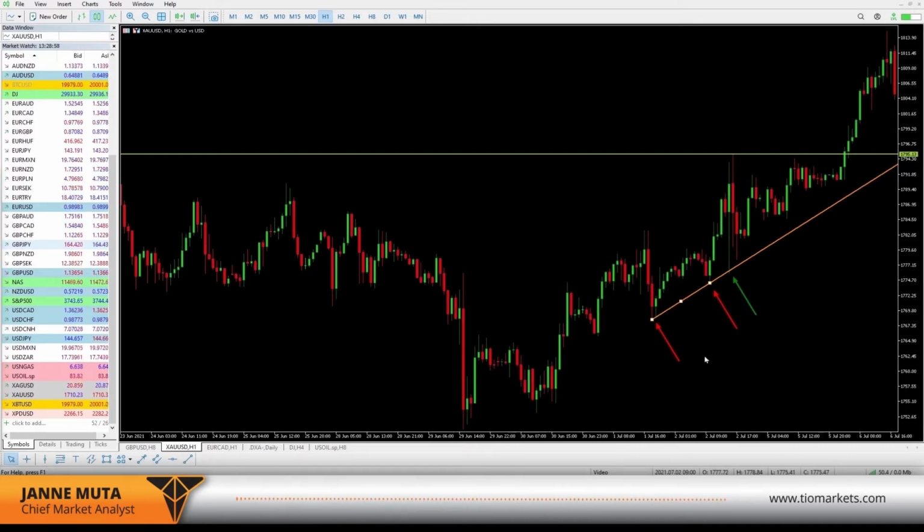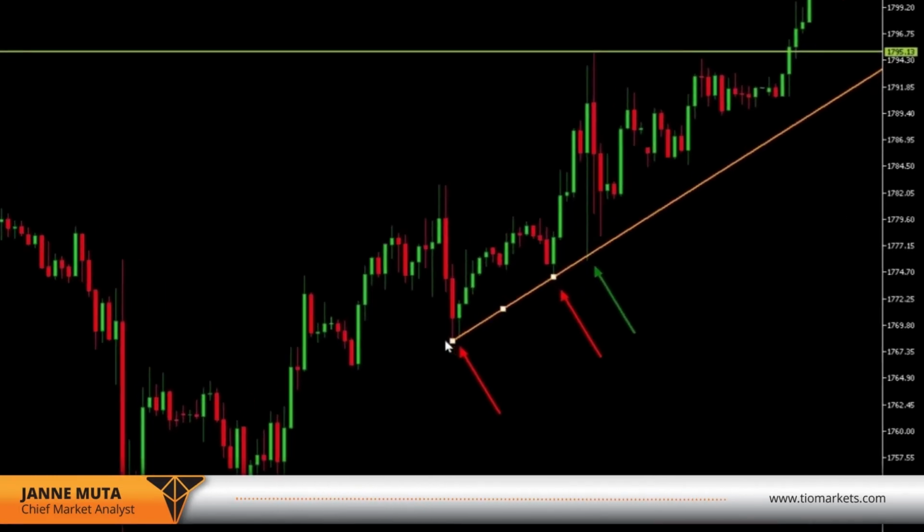Here, for instance, I have made a connection from this low to this low. And when a trader does something like this, he or she is making a bet that the next time the market comes to the level or close to the level, there is a trading opportunity. So in this occasion, the green arrow shows you where the market came exactly to the level and bounced higher.